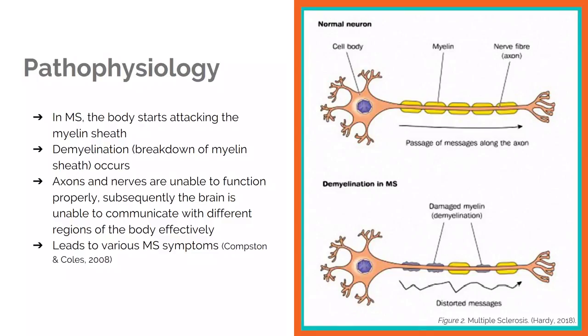Demyelination is characterized as a process of myelin sheath breakdown due to the attack of MS. This induces inflammation and a buildup of sclerotic plaques. Hence, the nerves and axons are unable to function properly, and the brain is unable to communicate with different regions of the body effectively. This subsequently leads to various MS symptoms.